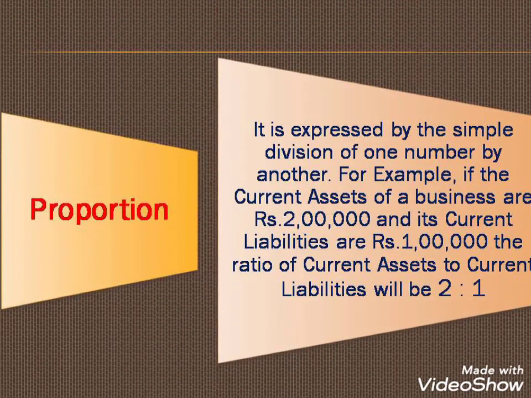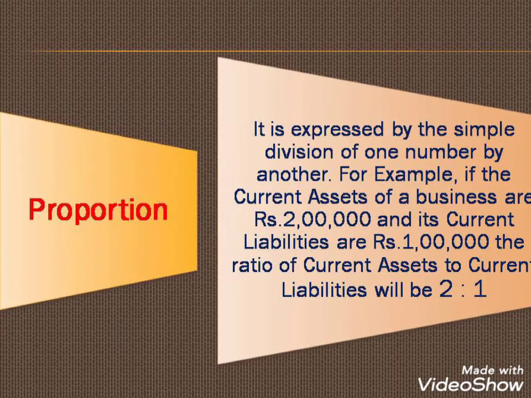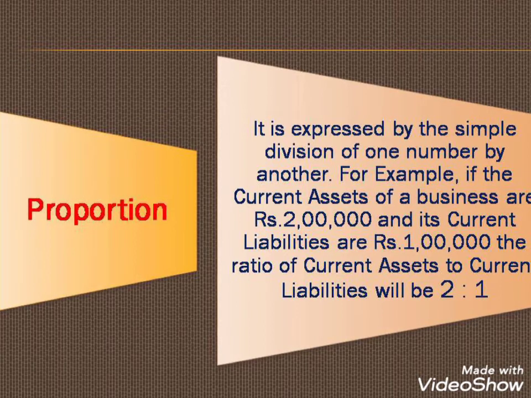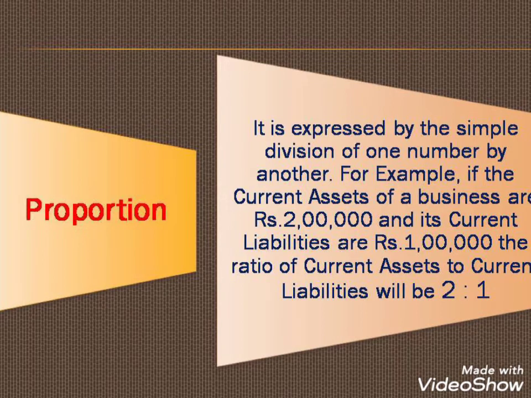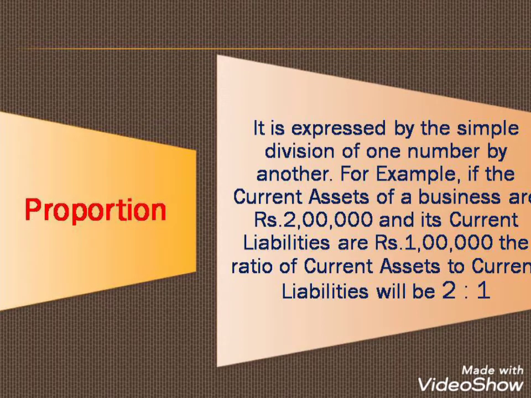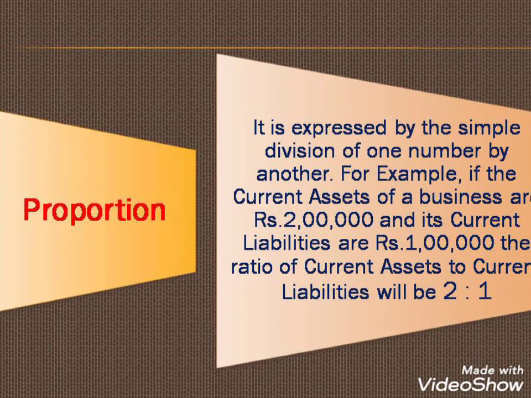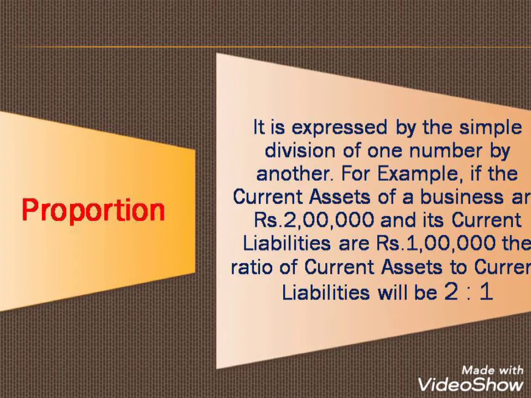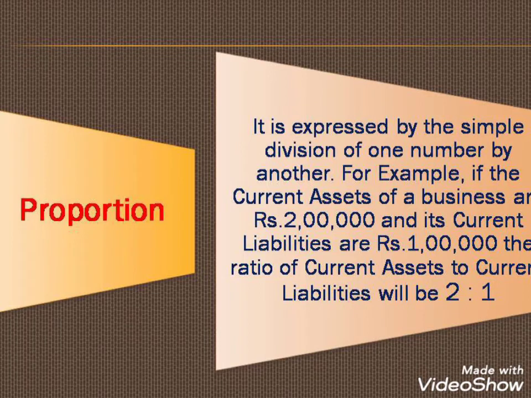Proportion. It is expressed by the simple division of one number by another. For example, if the current assets of a business are rupee 2 lakh and its current liabilities are rupee 1 lakh, then the ratio of current assets to current liabilities will be 2:1. Here we had divided current assets with the current liabilities.